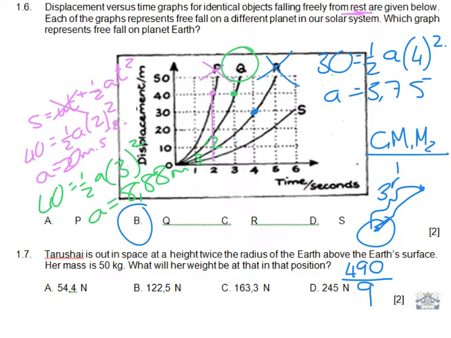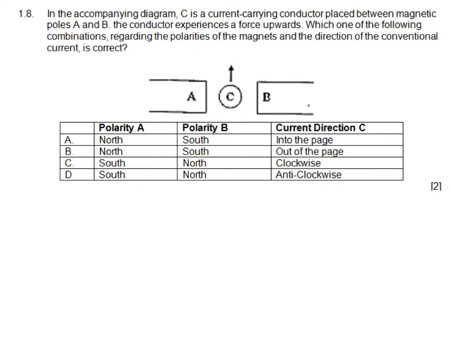But I now need to divide that by 9 because it's 3 squared. Remember, it's going to be G m1 m2 over r squared. And the distance has gone from being just r over here to being 3r, and therefore it's going to be 9r squared over here. So I need to divide 490 by 9, and that leaves me with 54.4 newtons. In the accompanying diagram, C is a current carrying conductor placed between magnetic poles A and B. The conductor experiences that force. Which one of the following combinations regarding the polarity of the magnets and the direction of conventional current is correct?